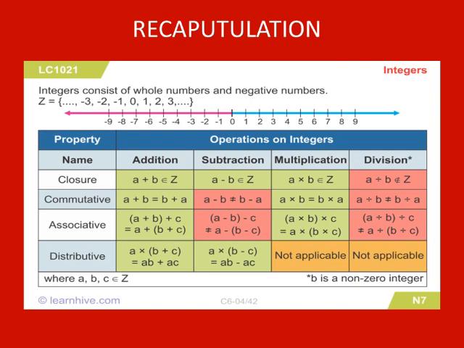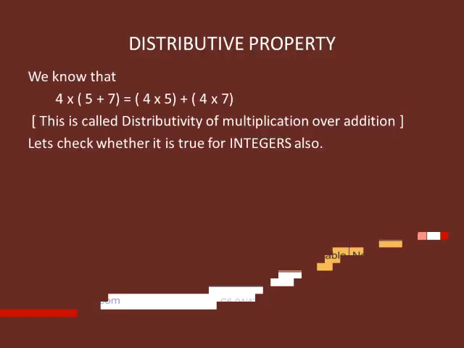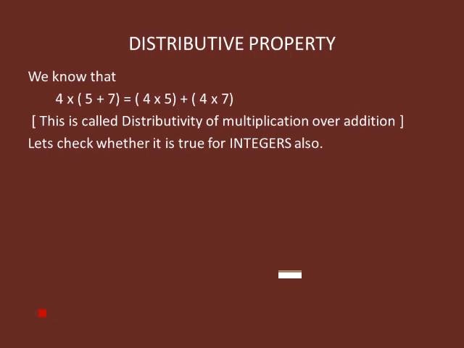So let's start. Distributive property. In case of whole numbers, we know that 4 multiplied with the sum of 5 and 7 is equal to the addition of the product of 4 into 5 and 4 into 7. This is called distributivity of multiplication over addition. Now let's check whether it is true for integers or not.